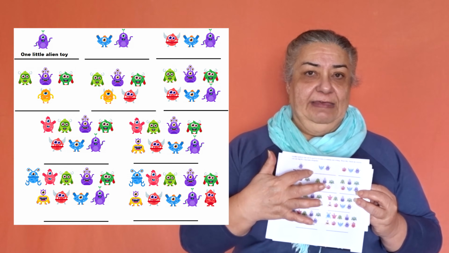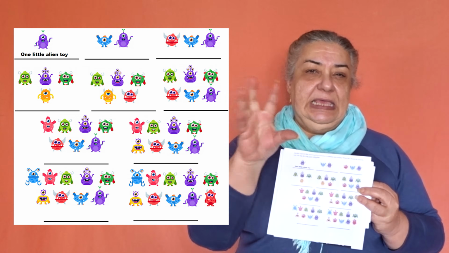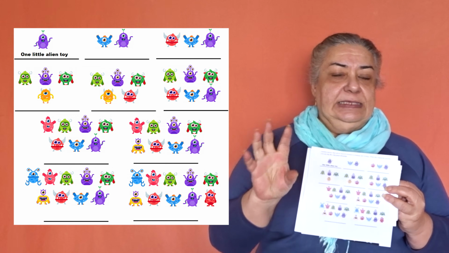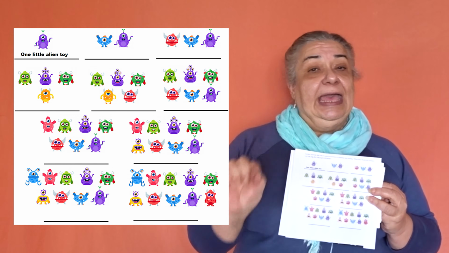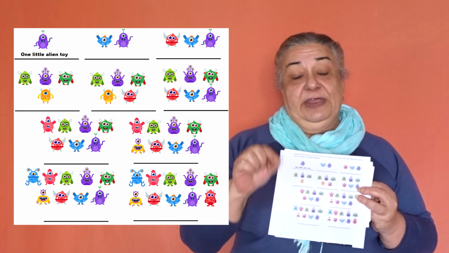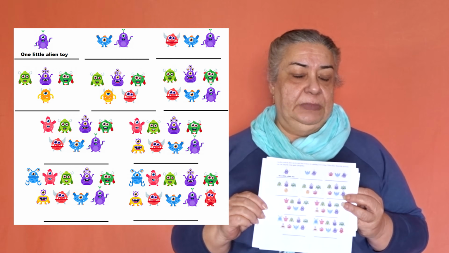And then you have different numbers of alien toys standing together. So the student is expected to count and write. For example, 2 little alien toys.